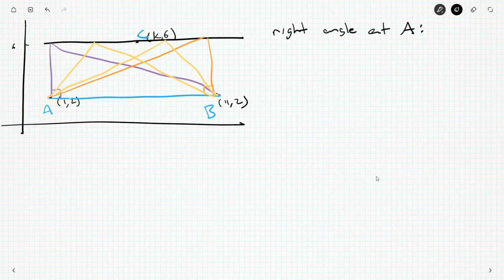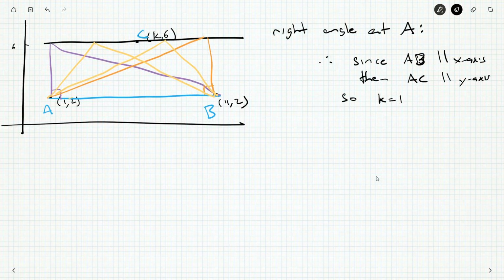So we have a right angle at A case. And so, therefore, k, how can we get angles? I would say it's clear that C has to lie directly above A. So let's say since AB is parallel to the x-axis, then AC is parallel to the y-axis. So k is equal to 1.